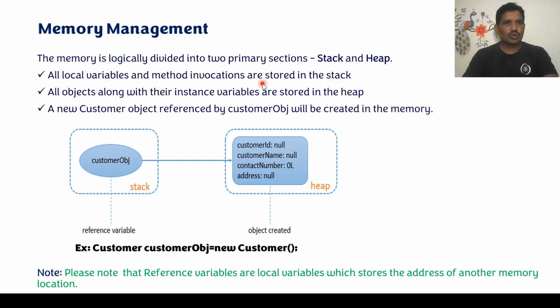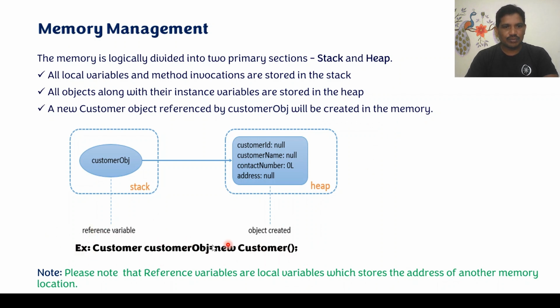First, I will discuss memory management. Memory is divided into two primary sections, stack and heap. All local variables and method invocations are stored in the stack memory. Whenever an object is created, that object along with its instance variables is stored in the heap memory. A new customer object referenced by the reference variable customer obj will be created in the memory.